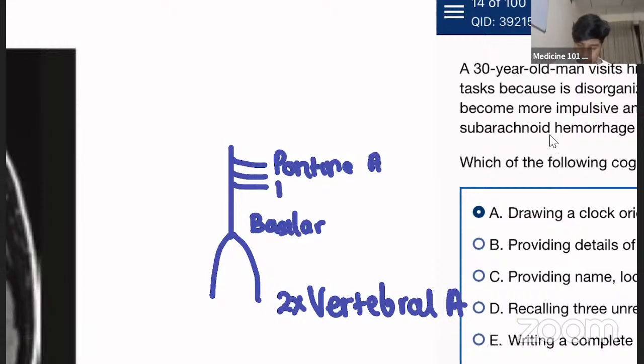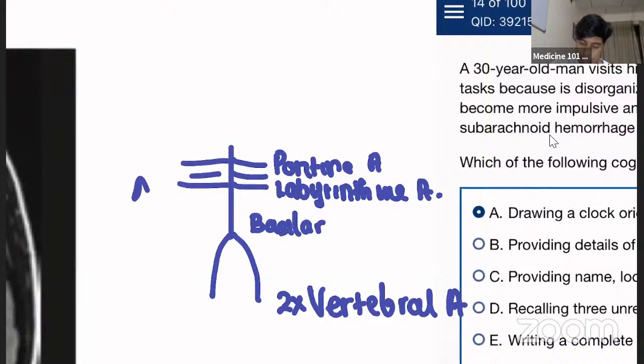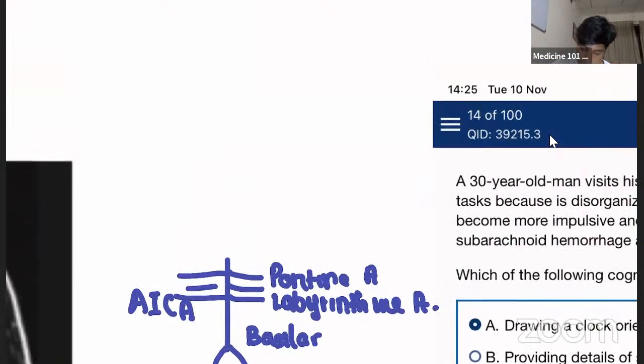Pons. Then the labyrinthine arteries, and another one called the AICA, anterior inferior cerebellar artery. Okay. And that comes to the top to form this circular structure. Okay. And the rest is easy.